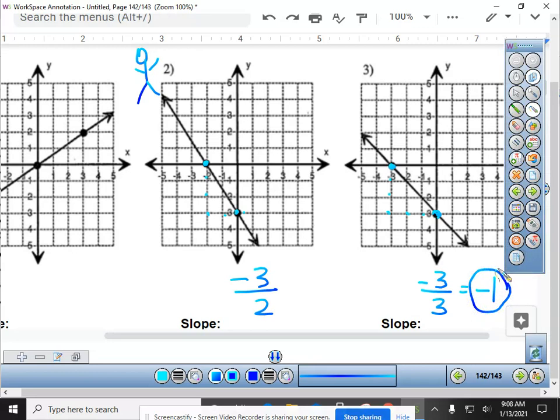Yes, ma'am? Wait, aren't both of the threes negative? No. If both of the 3s were negative, I'm going to show you what that's going to look like. I'll show you what the slope looks like if both 3s were negative.